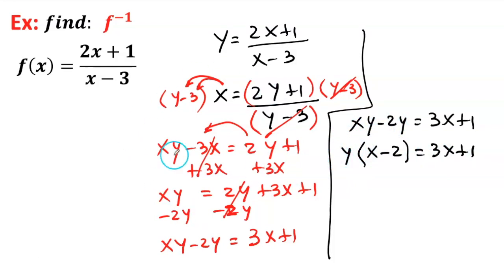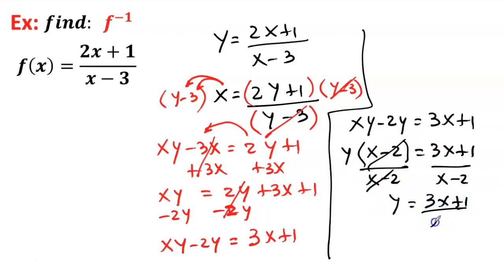So the whole idea about this is to make sure that I bring the y's to the same side, and at that point I do common factor. From here, simple. Cancel the x minus 2? Yes. Divide. x minus 2, x minus 2. The y is by itself: 3x plus 1 over x minus 2.